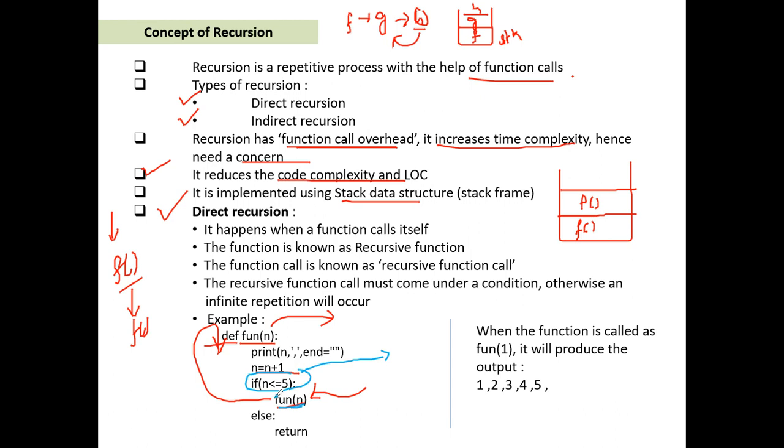Why? See here, what is happening? You are making the recursive function call. The line from where the recursion takes place, we can call it the recursive function call. From here, the function will again be started. So this must come under a condition. You can identify that condition as the base condition of recursion.